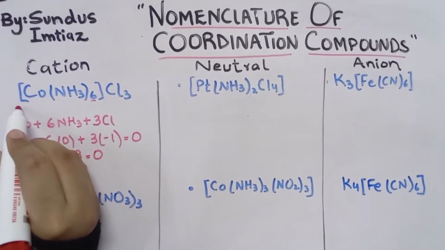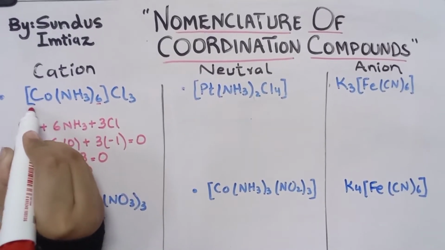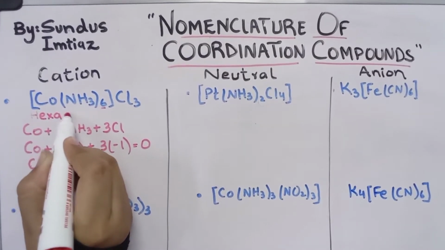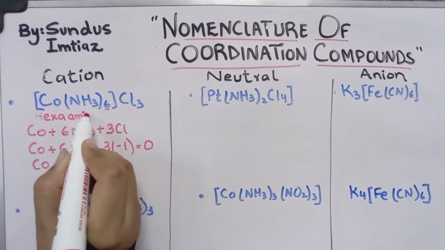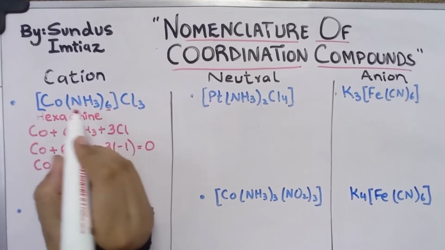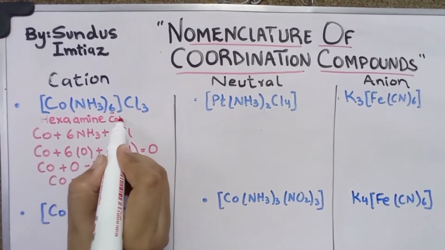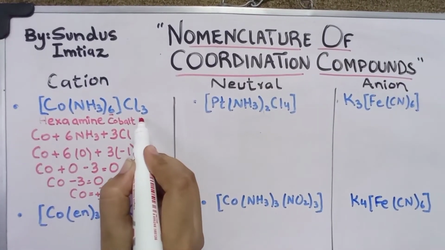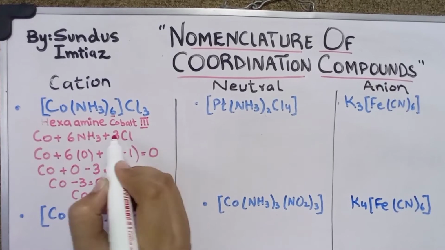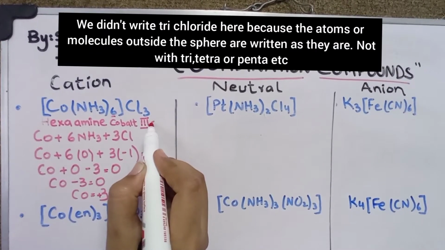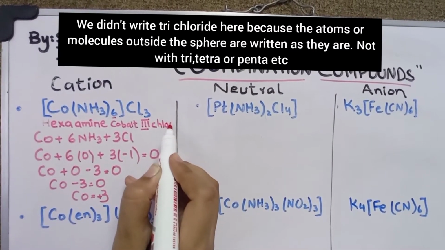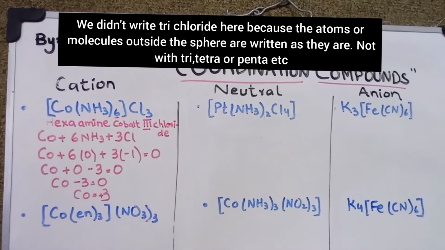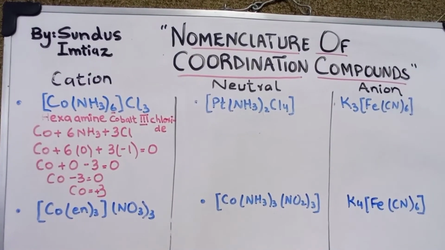It will be named as 6, that is hexa, amine. First we will give the name to the ligand, then cobalt. Cobalt has 3 charge, so in Roman numerals we write 3 as this one. Then chloride.